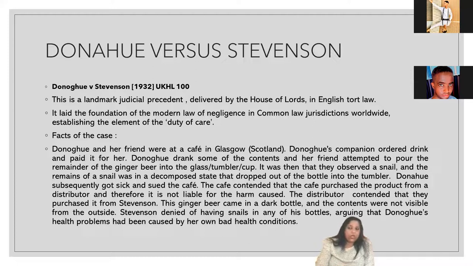There was the Privy Council and so on. But this matter was finally decided by the highest court then, somewhere in 1932, the House of Lords. So you'll have to say Donahue versus Stevenson, 1932, UKHL 100. This is a landmark judicial precedent. When we want to say that a case is a very important case which has formed the basis of law, we call it a landmark judicial precedent or a classic judicial precedent.